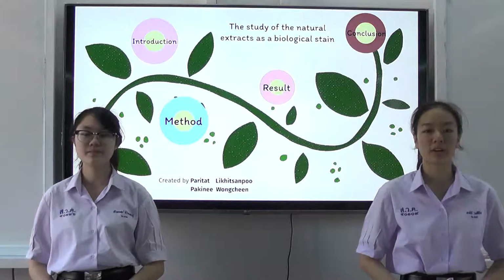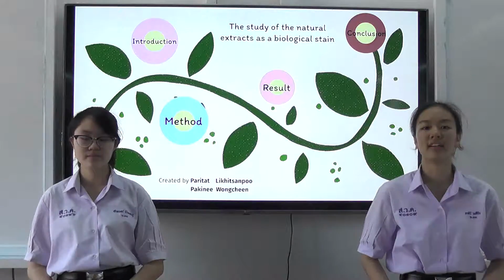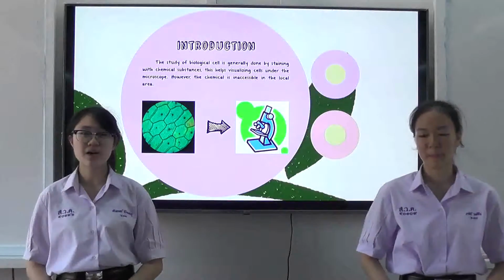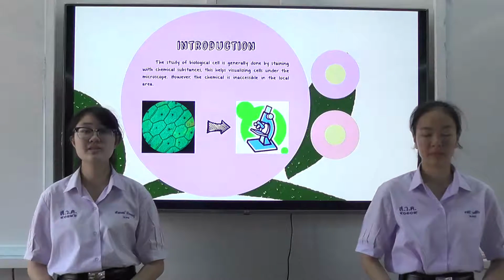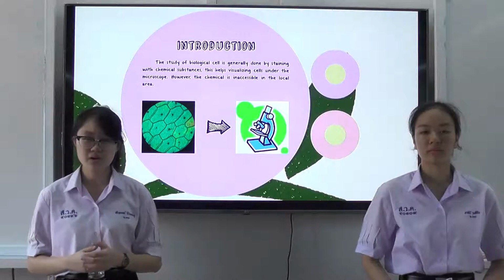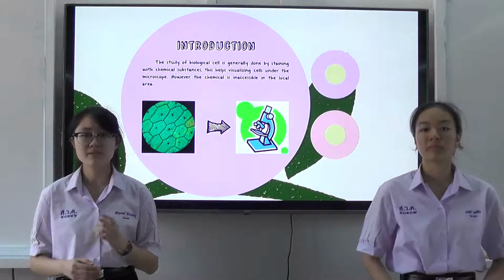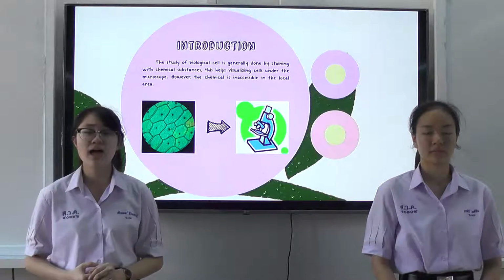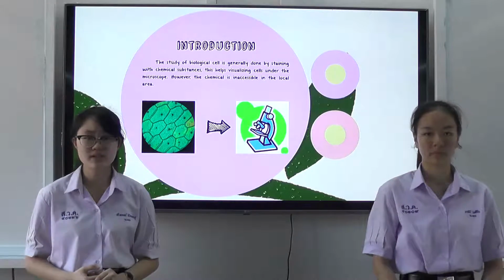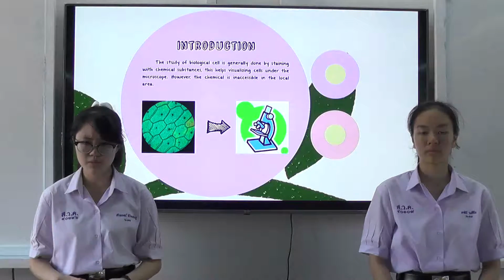We're presenting you our project called The Study of the Natural Extract as a Biological Stain. Nowadays, the study of biological cells is generally done by staining cells with chemical substances in order to highlight the outline of cells. Moreover, some stains can penetrate the cell wall and highlight cell components. This helps visualizing cells under the microscope.